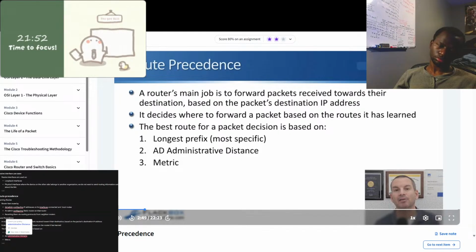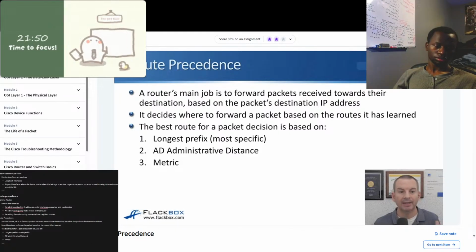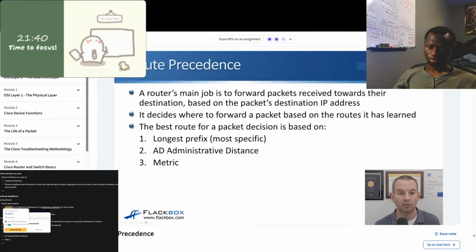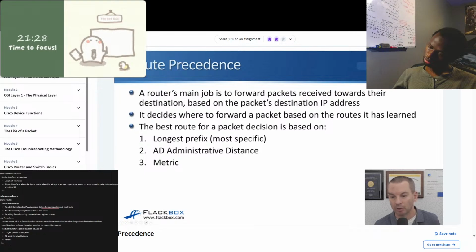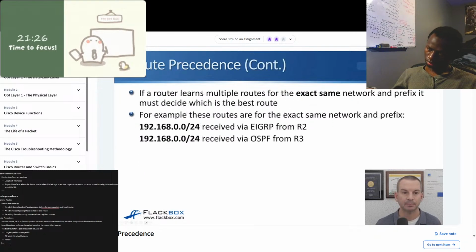Based on the packet's destination IP address, it decides where to forward a packet based on the routes that it has learned. The best route decision is based first on the longest prefix, which is the most specific route, then on AD, administrative distance, and then on the metric. I'll be explaining this in detail as we go through this video.